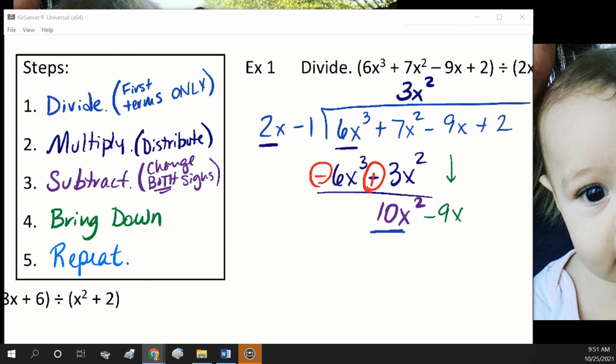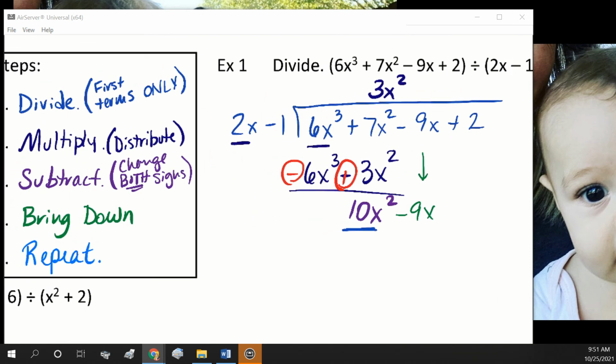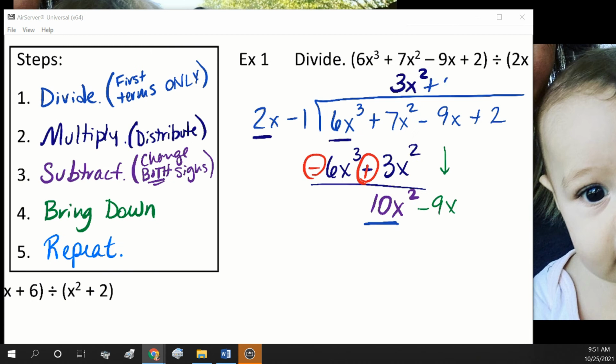So when we're doing our divide step on this one, it's 10x squared divided by 2x. Or what do you multiply 2x by to get 10x squared? 5x. And so we'll put it above the x term. Okay, then we'll do our multiply step. So we'll take that 5x and multiply it by 2x, which is going to give us 10x squared. And then we do the 5x times negative 1. It's minus 5x.